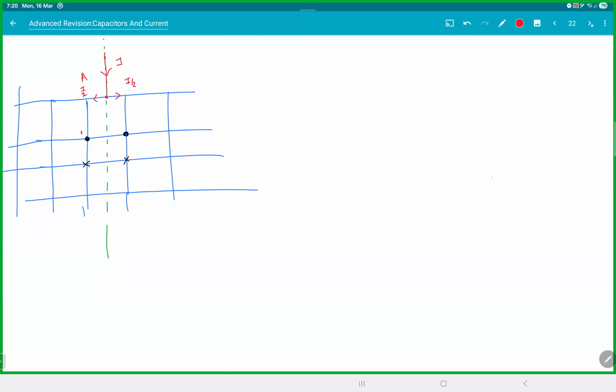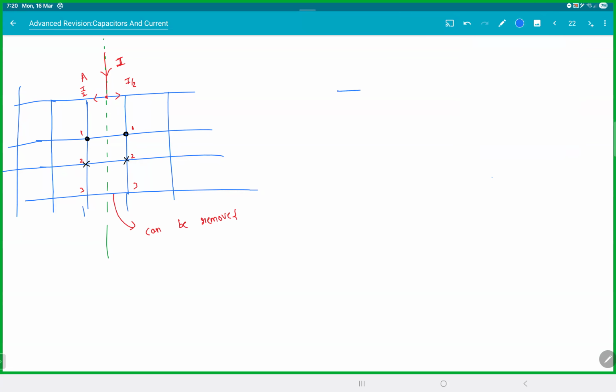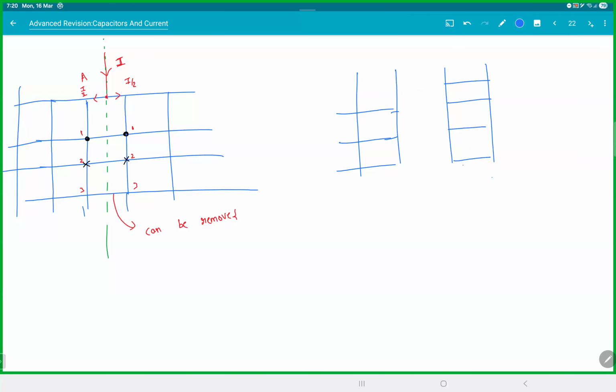So if I give them names, I'll call this 1 and 1. I'll call this 2 and 2. I can call this 3 and 3. So all these resistors can be removed. Again, I'm sending only current through A. That means your new circuit will look something of this sort. So this current is coming I, and this is I by 2.